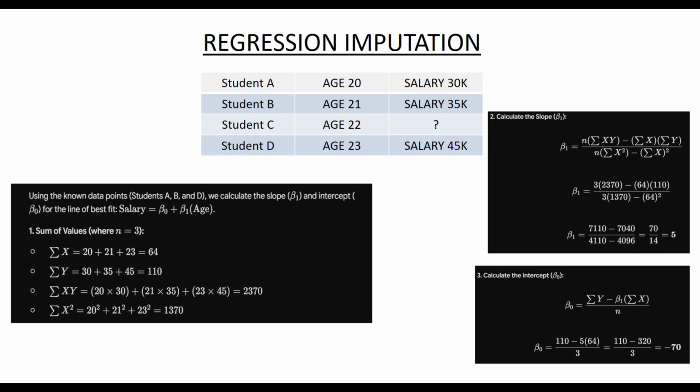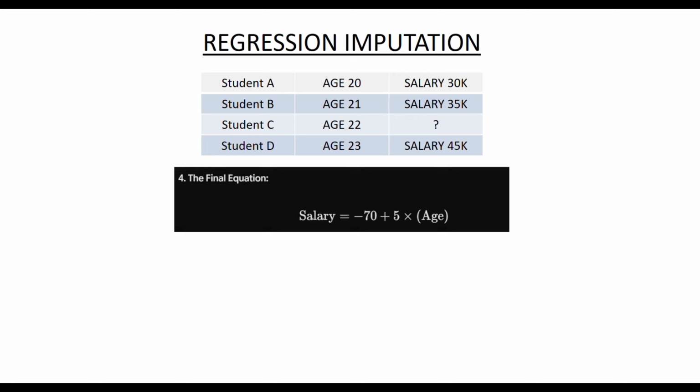At first, it calculates the slope and intercept for the line of best fit. Our model learns the exact mathematical relationship. It finds the slope is 5 and the intercept is minus 70, giving us the equation salary equals negative 70 plus 5 times age. Once the model learns this relationship, we can use it to estimate the missing salary value.